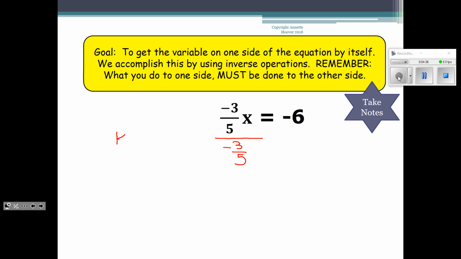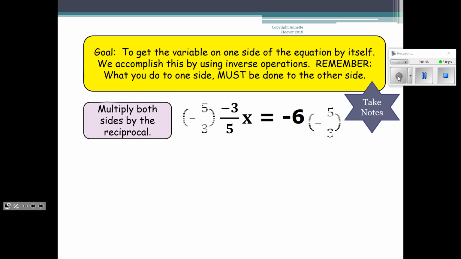You remember our KFC, where we keep the first fraction, flip, and change the sign? We multiply by the reciprocal. So when you have a fraction like this, we're going to multiply by the reciprocal. This is what it looks like. A reciprocal is the flip. So you're multiplying times a negative 5/3.